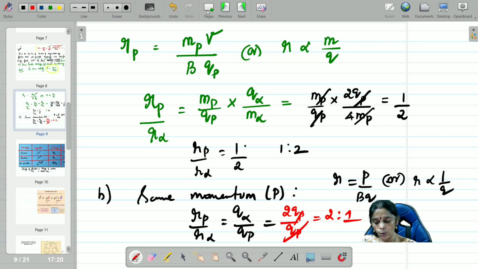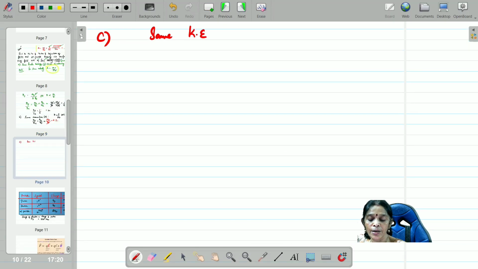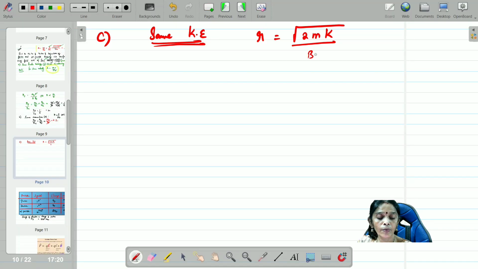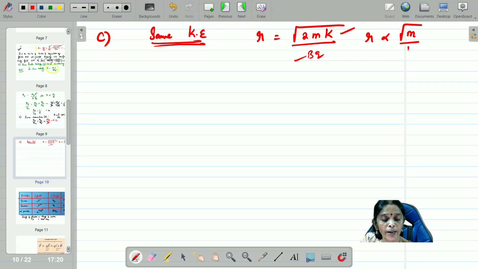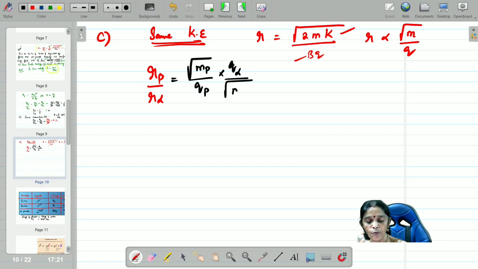Yes. So now C and D. C part, same kinetic energy. If it has same kinetic energy, R is equal to root of 2m kinetic energy divided by BQ. So now in this case, kinetic energy is same, B is same. So R is directly proportional to root of m divided by Q. That's all, children. Therefore, R proton divided by R alpha is equal to root of m proton divided by Q proton into Q alpha divided by root of m alpha.